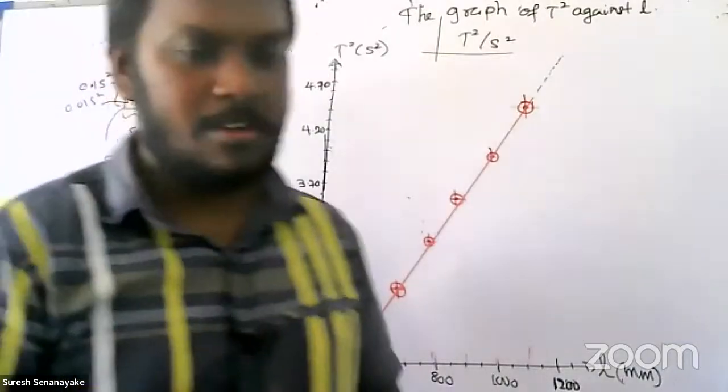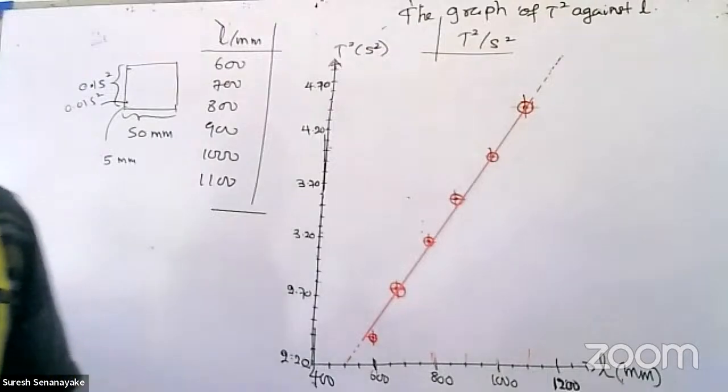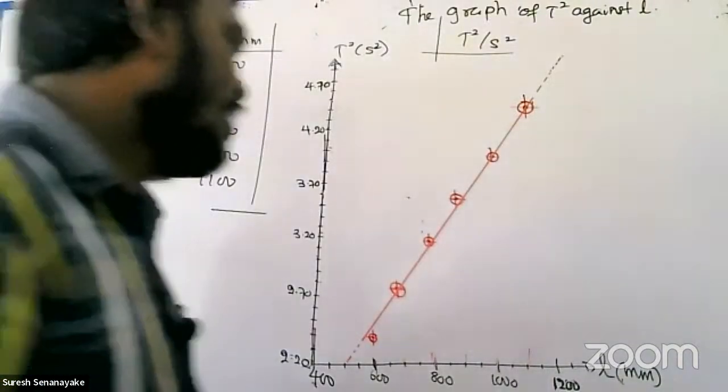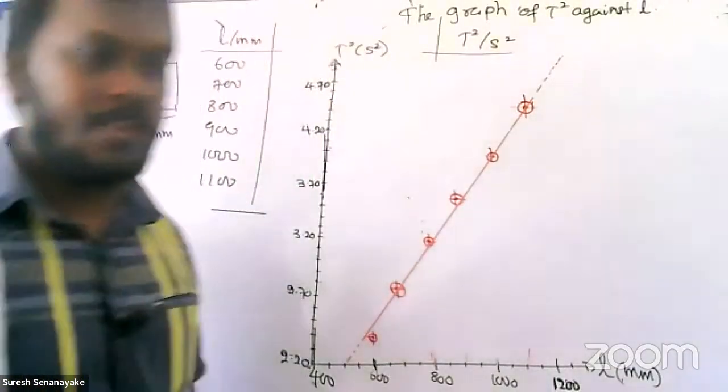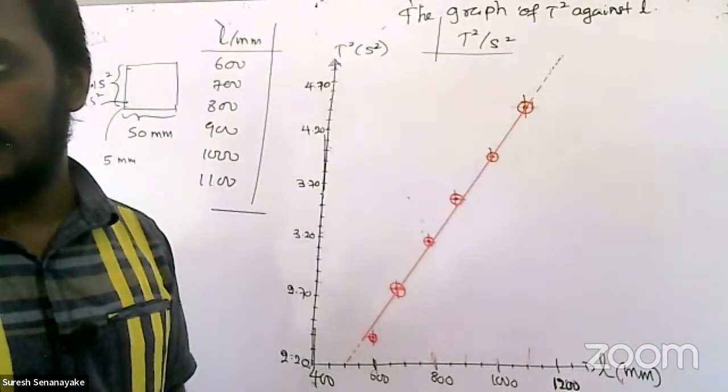Clear graph, right? Then you need to calculate the gradient, and to find the gradient you need 2 points. Right?